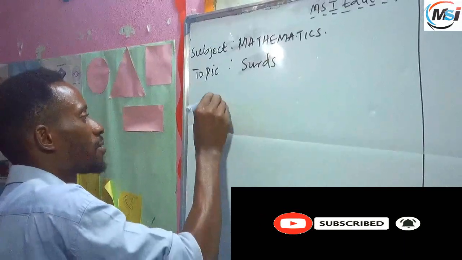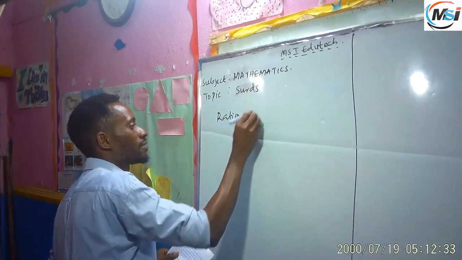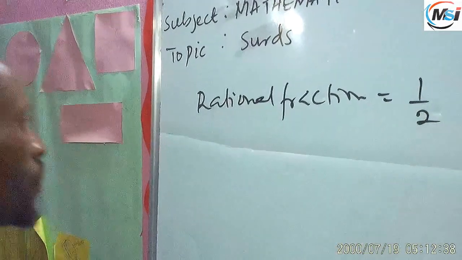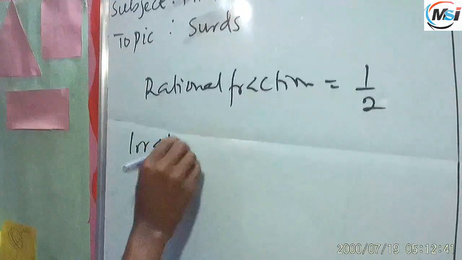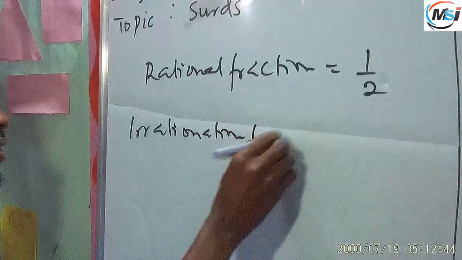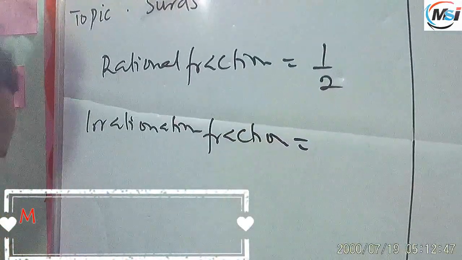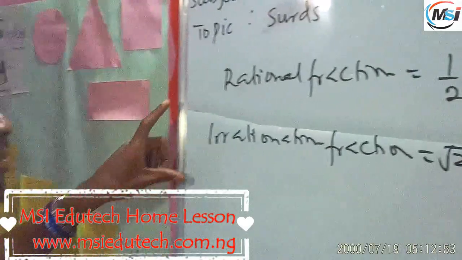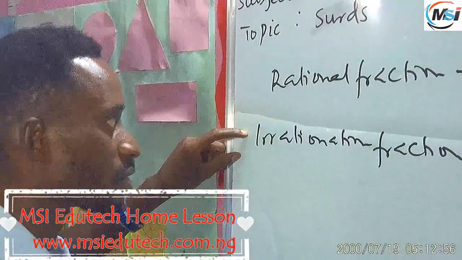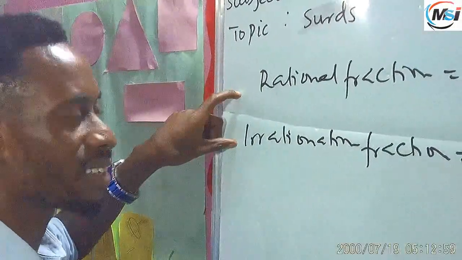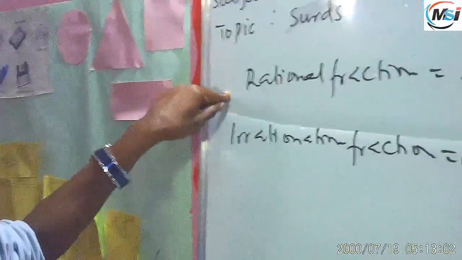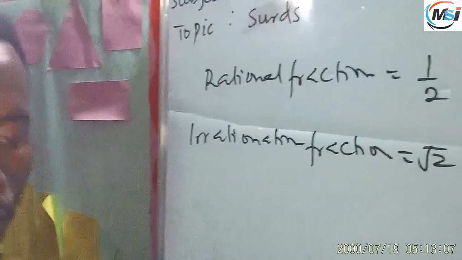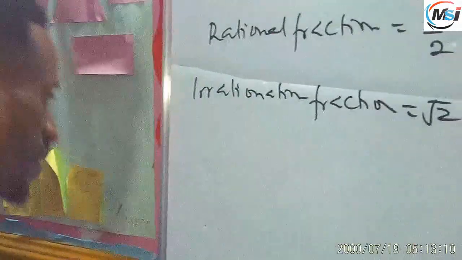Examples of rational fractions are like 1/2. But an example of irrational fractions is something like √2. So if you want to differentiate between rational and irrational numbers, rational numbers are numbers that have an exact square root, while irrational numbers are numbers that do not have an exact square root.